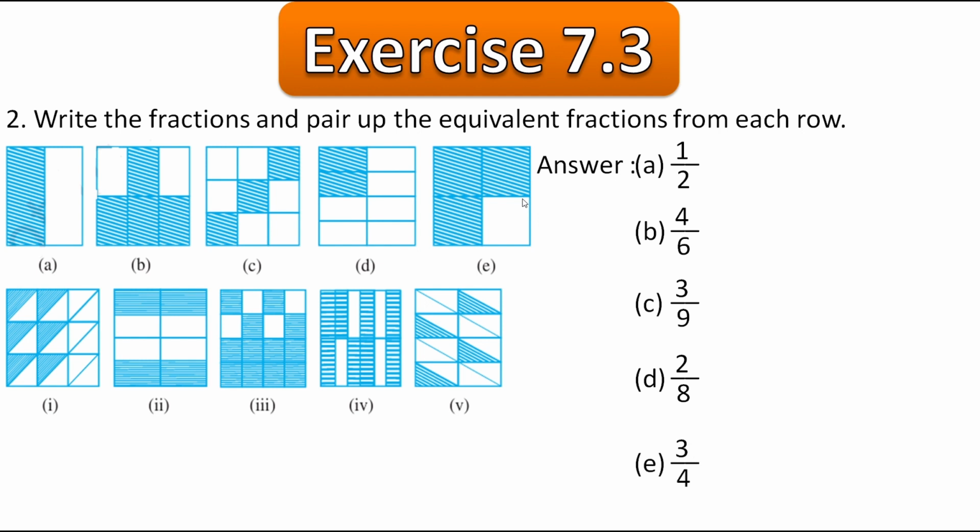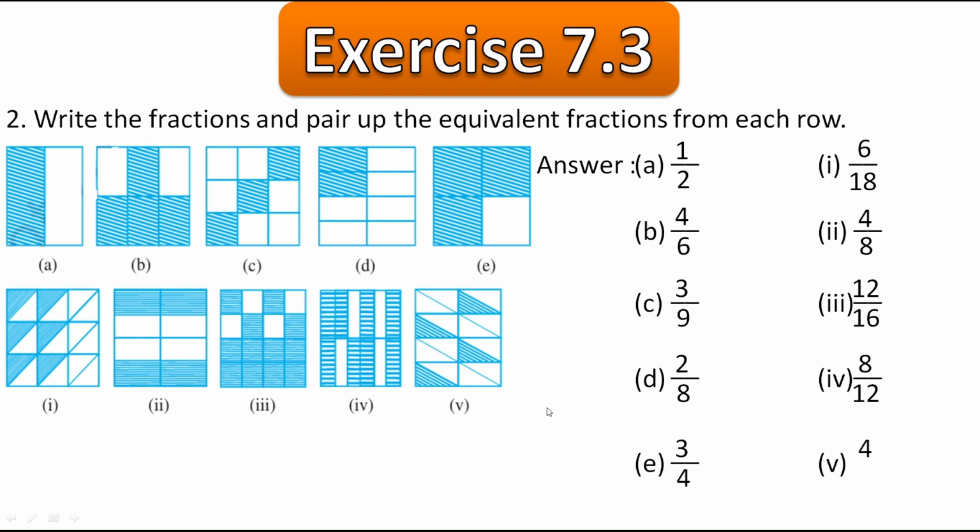Okay. Now let's write the fraction for this row. First one is 6 upon 18 because here there are 18 parts and out of 18, 6 parts are shaded. Now here we have 8 parts and out of 8, 4 parts are shaded. Okay. Now here we have 16 parts and out of 16, 12 parts are shaded. So the fraction will be 12 upon 16. Now here we have 8 parts shaded out of 12 parts. Now here 4 parts are shaded out of 16 parts. Okay. Now how are we going to find out which one is equivalent to which one?